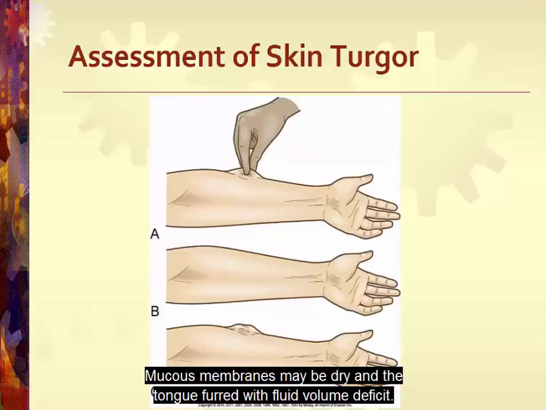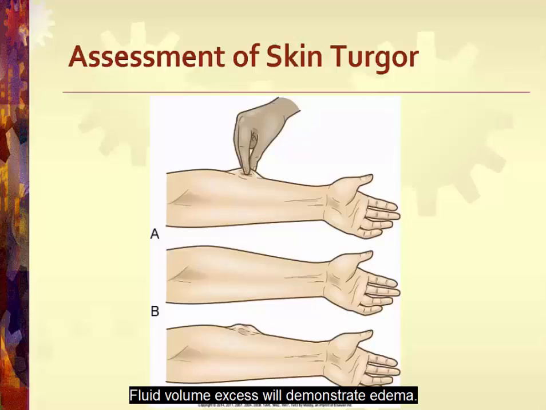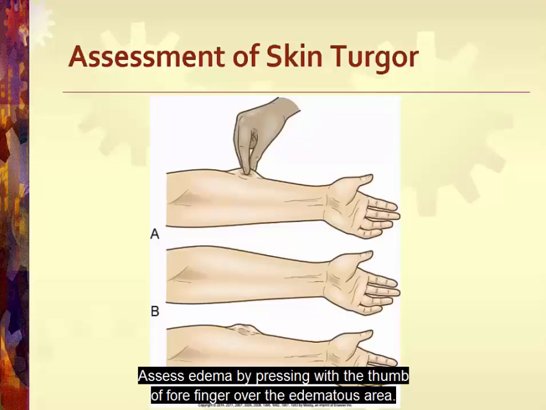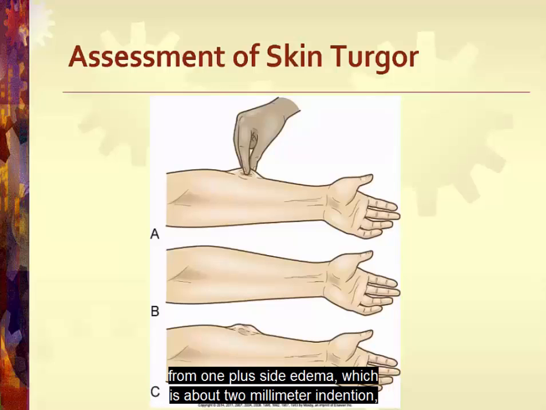Mucous membranes may be dry and the tongue furrowed with fluid volume deficit. Fluid volume excess will demonstrate edema. Assess edema by pressing with the thumb or forefinger over the edematous area. A grading scale is used to standardize the description of indentation, ranging from 1+ slight edema, which is about 2 mm indentation, to 4+, which is pitting edema, which is a 9 mm indentation. Good skin care, though, is a priority for patients with fluid imbalances.